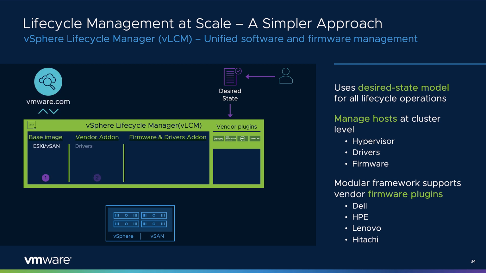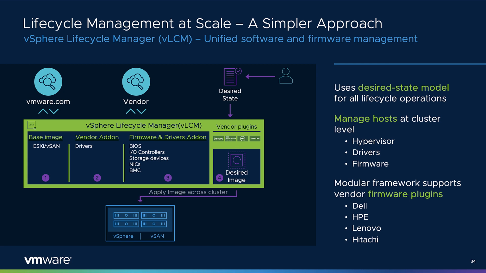vSphere 7 introduced an entirely new solution for unified software and firmware management that's native to vSphere. Enhanced through vSphere 7 Update 2, vSphere Lifecycle Manager, or VLCM, is the next-generation replacement to vSphere Update Manager, VUM, and is built off of a desired state or declarative model. VLCM will provide lifecycle management for the hypervisor and the full stack of drivers and firmware for the servers powering your data center. VLCM is a powerful new approach to creating simplified, consistent server lifecycle management at scale.